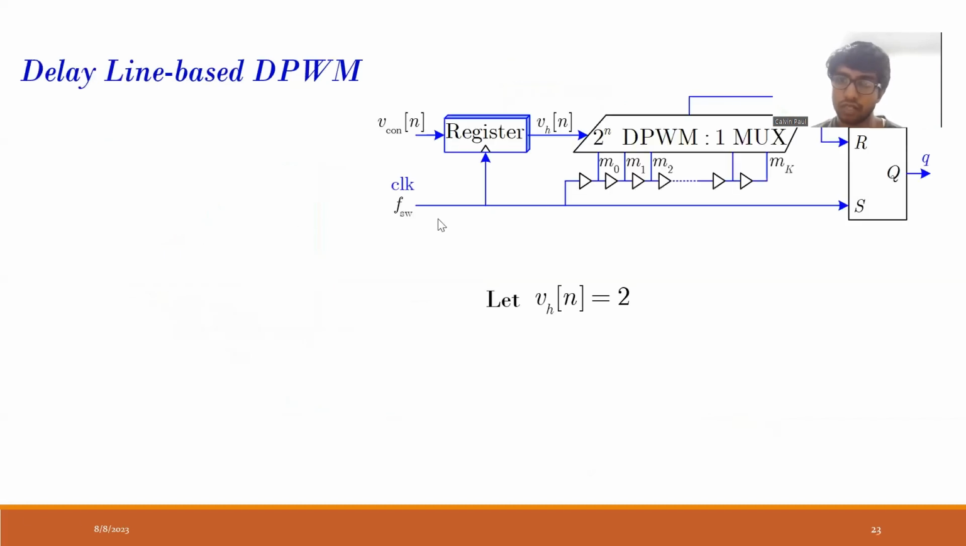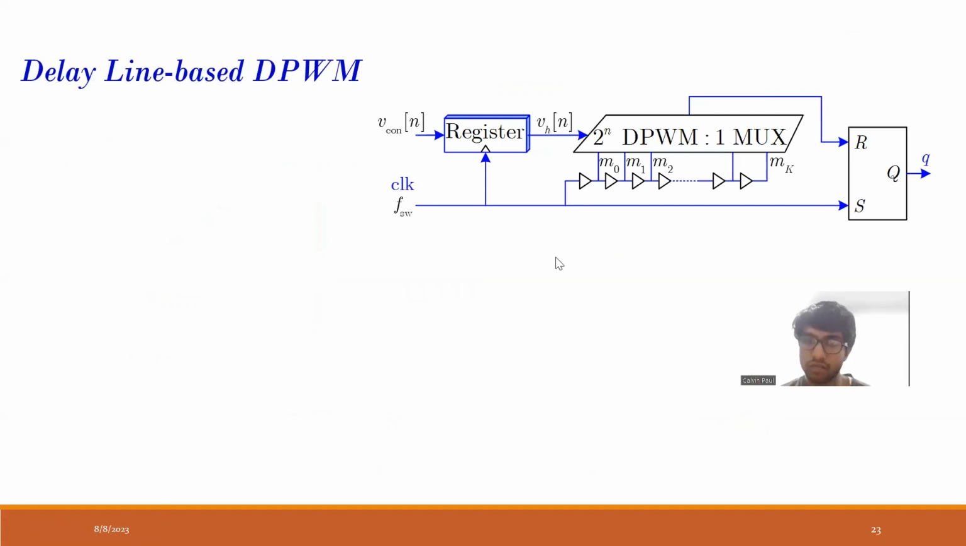Next, we will go to a technique known as delay line DPWM. We realize that the clock frequency requirement for the counter-based DPWM is very high, so that is a disadvantage. So now we will have a delay line based DPWM, which consists of a mux. Let us assume this is the clock. One clock comes over here, and it gets delayed by some particular values of delay lines.